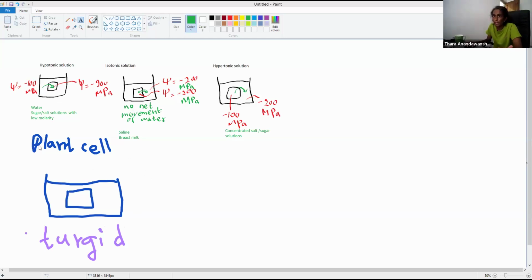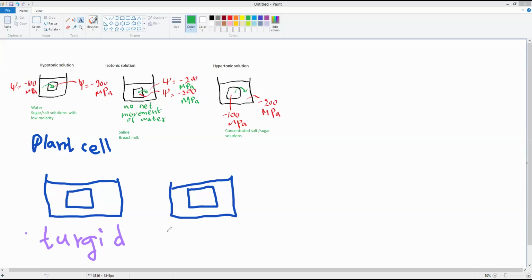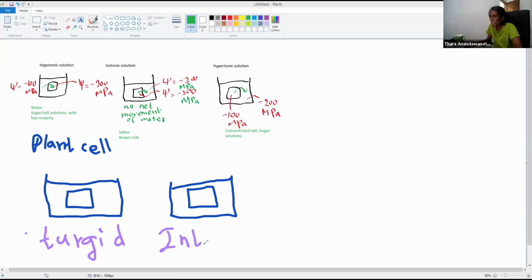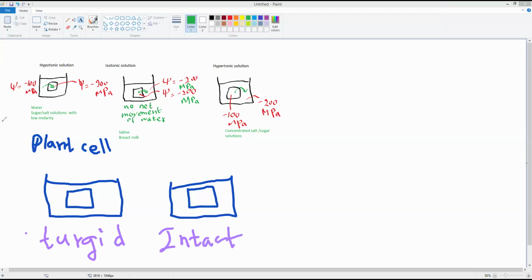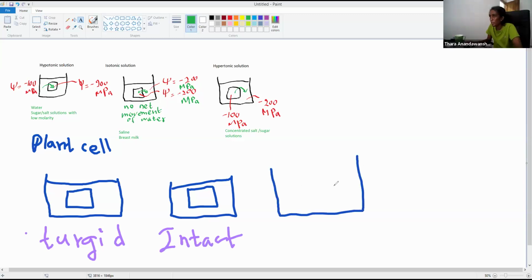Next, I'm putting a plant cell into an isotonic solution. What is going to happen? Same. That means it is in intact condition. Okay? Yes, teacher.